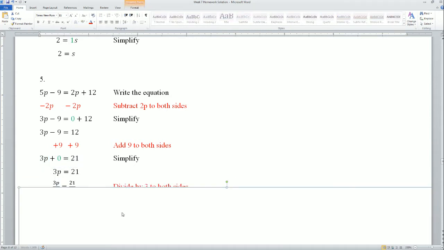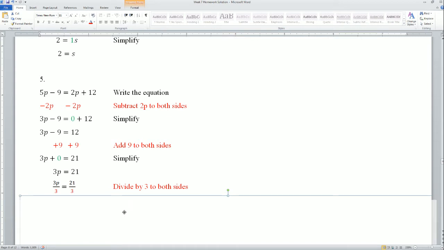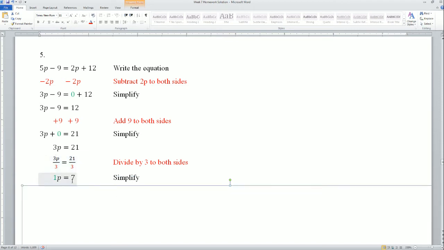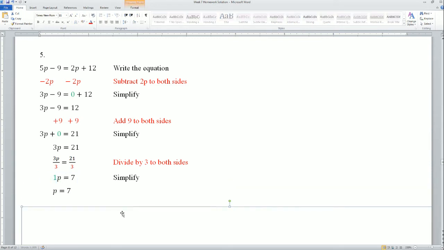After this, we divide by 3 on both sides. The reason we divide by 3 on both sides is because we are trying to get the variable alone. 3 over 3 just becomes 1. So that becomes 1p equals 7. Simplify that, it's just p equals 7.